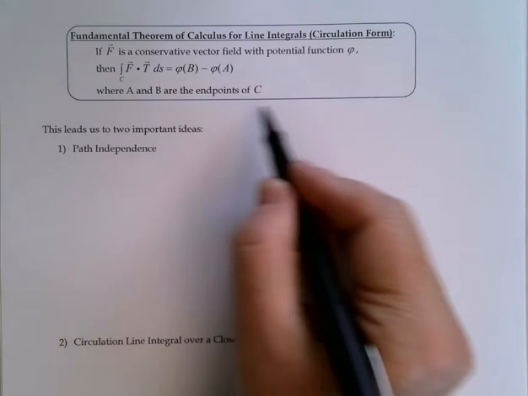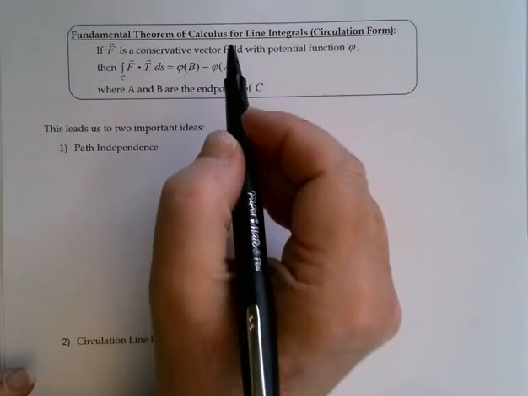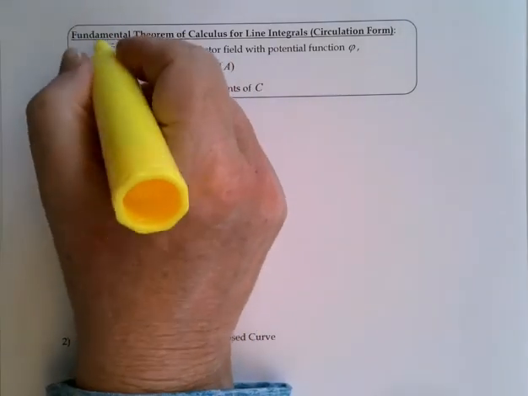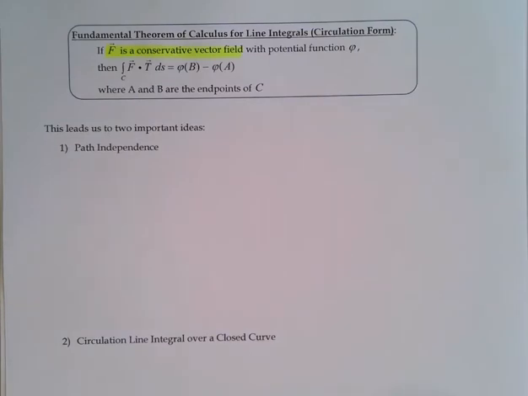All right, we're going to take a look at a couple of really important ideas that this gives us, and then we'll do some examples to practice using it. The first important idea is path independence. Now, I can't emphasize enough, the only way that we can use this theorem is if F is conservative. So everything we say here only applies to a conservative vector field.